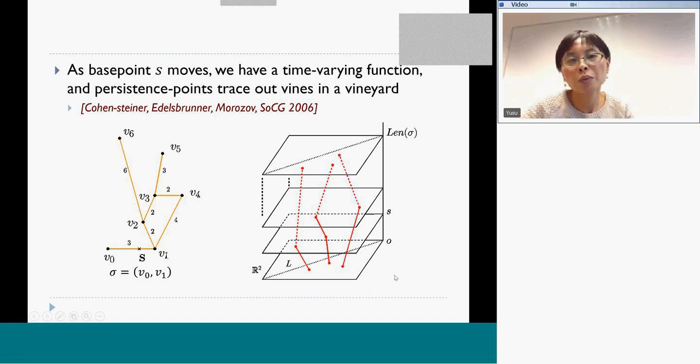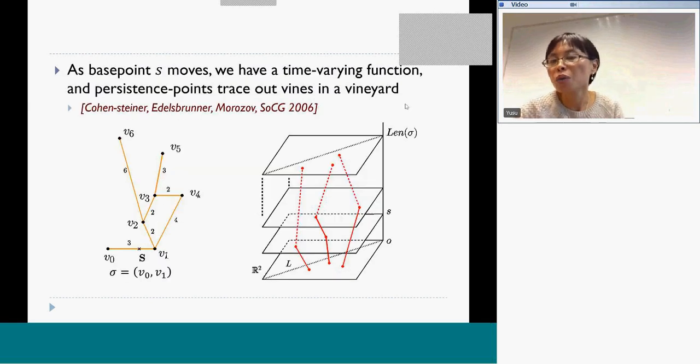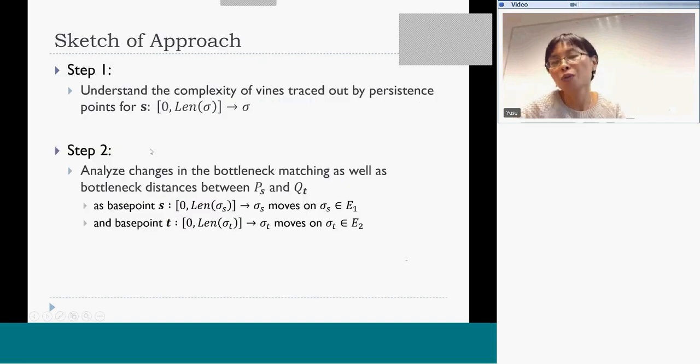The first question that we want to understand is, as the base point moves inside just one edge, how do these trajectories traced out by persistence points move? How do we describe them, and what's their complexity? We know the complexity of all these vines. This would then help us understand, as the base point S moves inside G1 and the base point T moves inside G2, how the bottleneck distance between their corresponding persistence diagrams changes.